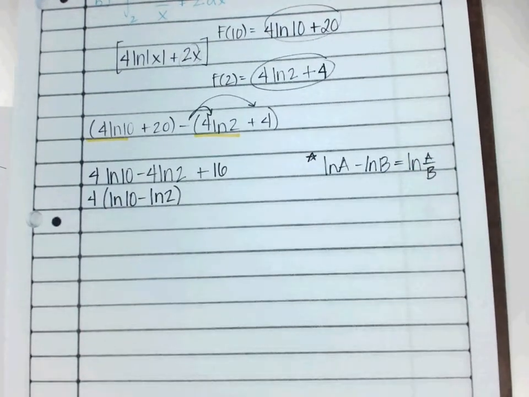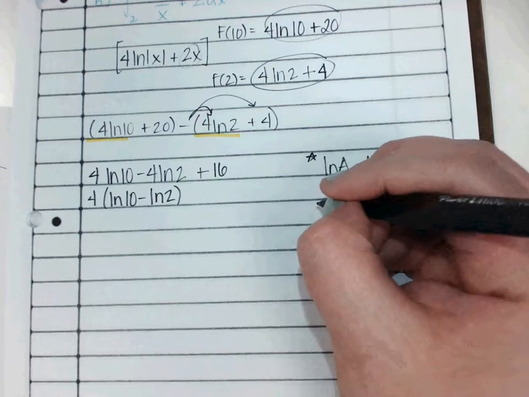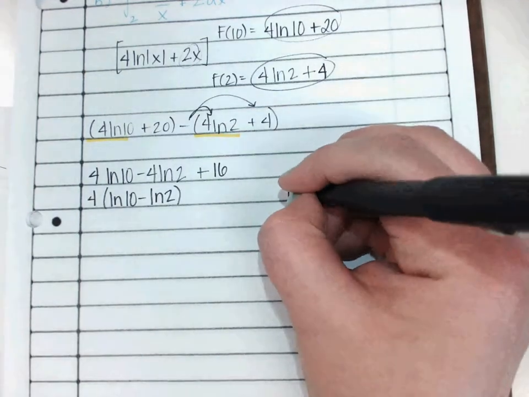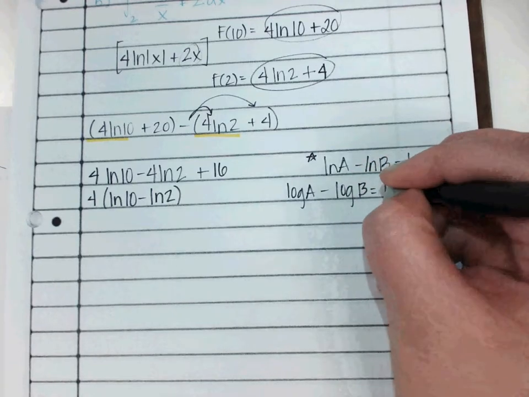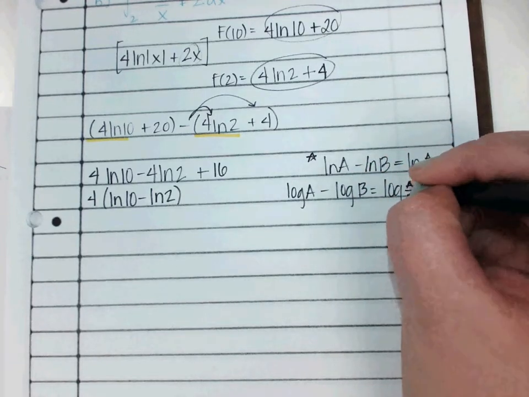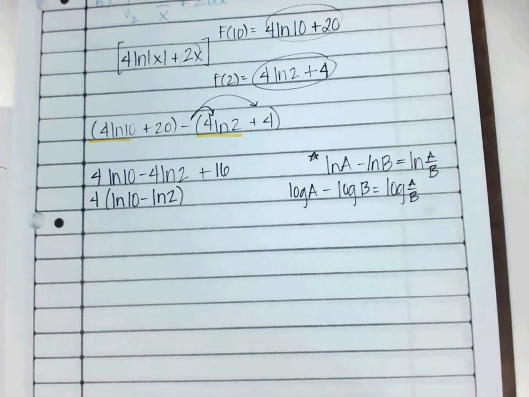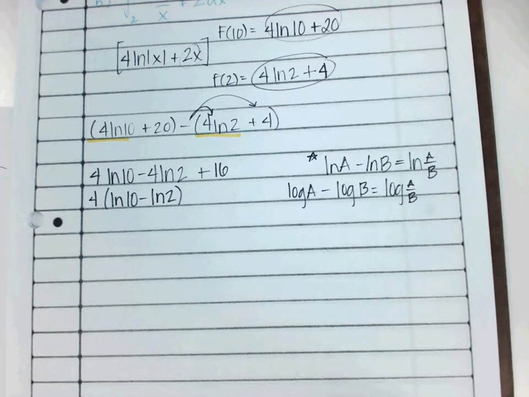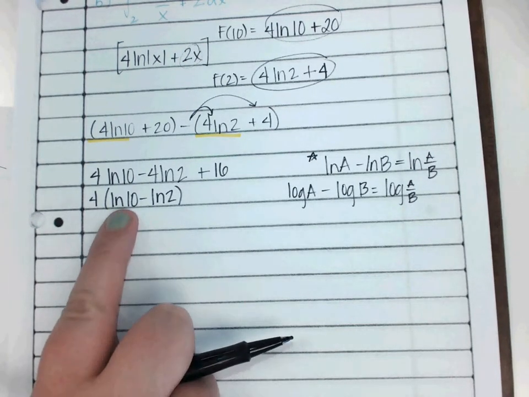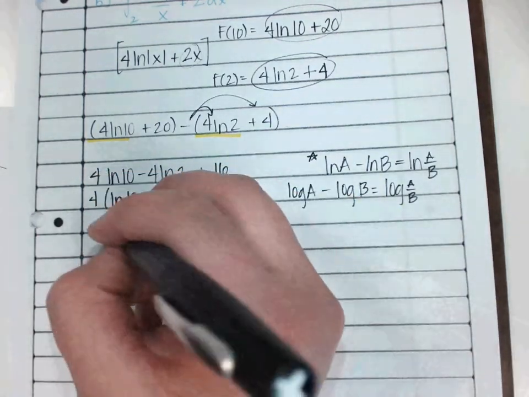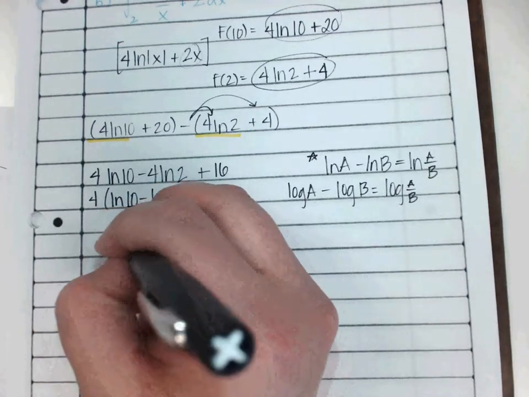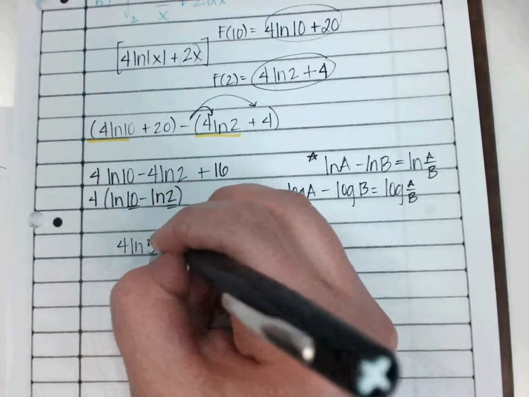Now, you should have learned that in pre-cal. The other rule that's very similar to that is log A minus log B is log A over B. Any rule that applies to a log applies to an ln. So they would not leave ln of 10 minus ln of 2. They would divide the 10 and the 2 and make it a what? 4 ln 5 plus 16.